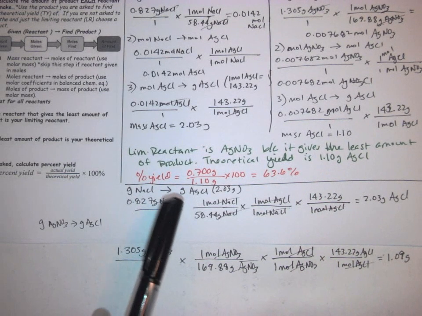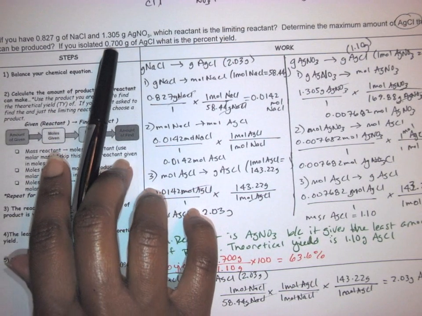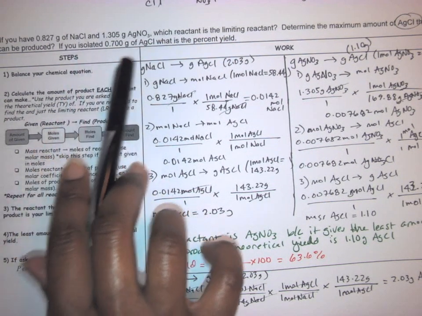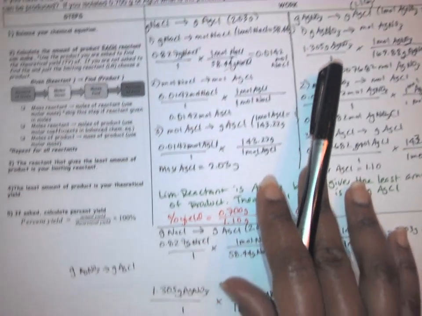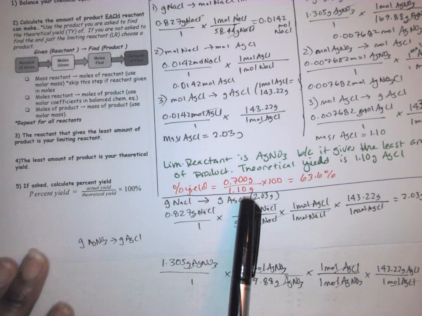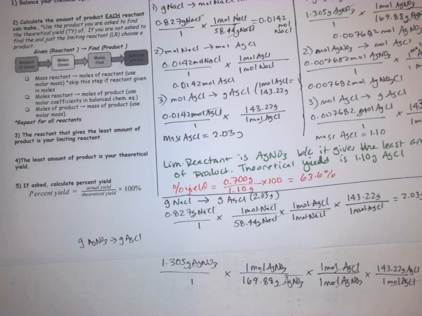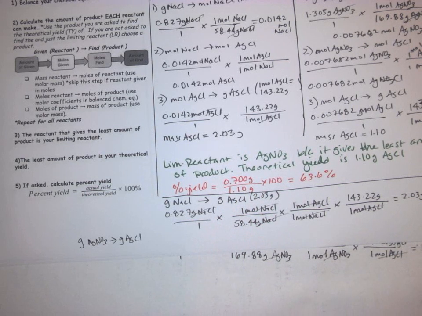Finally, for the percent yield, I went to the top of my problem, and it tells me that I isolated 0.700 gram. This is my actual yield, so I put that on the top, and the theoretical on the bottom, multiplied by 100, and it gets 63.6%. Okay, that is it for example 3. Have a quality day.